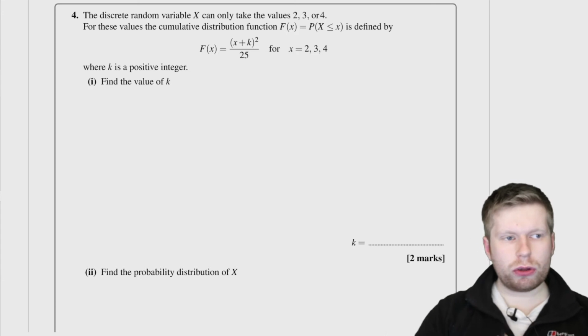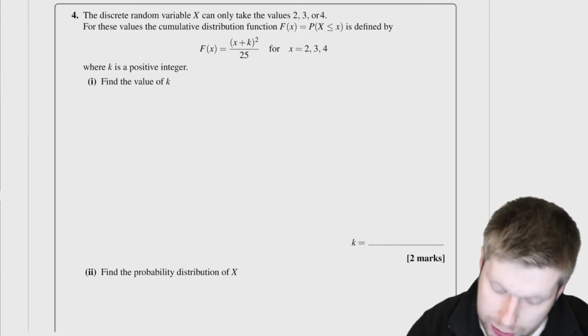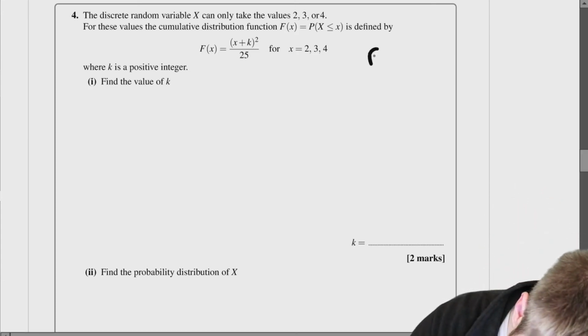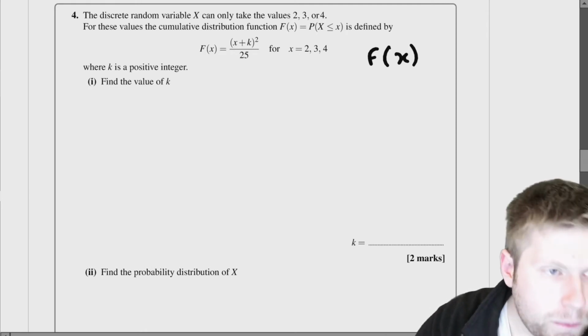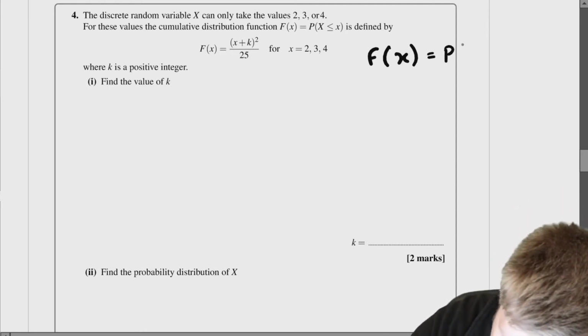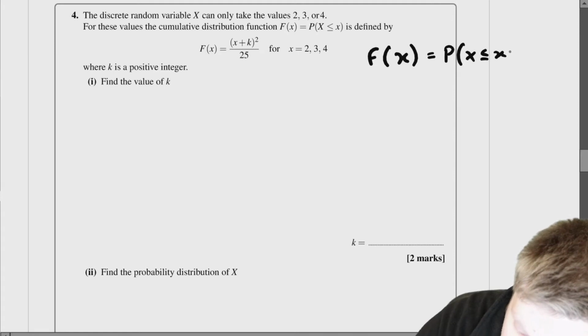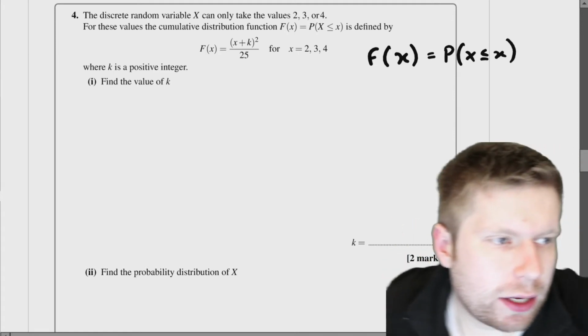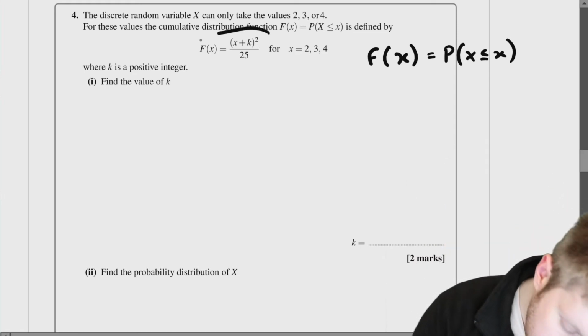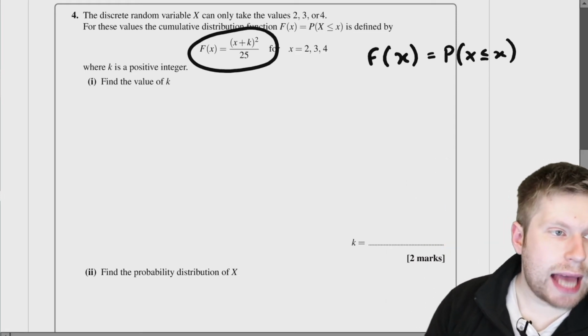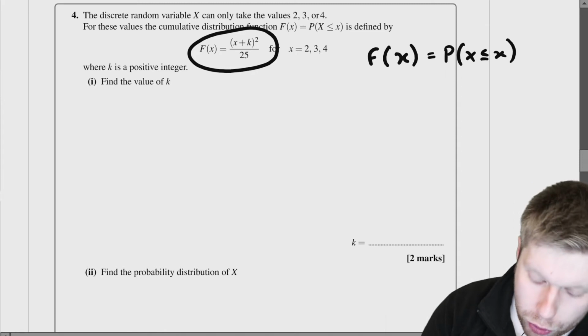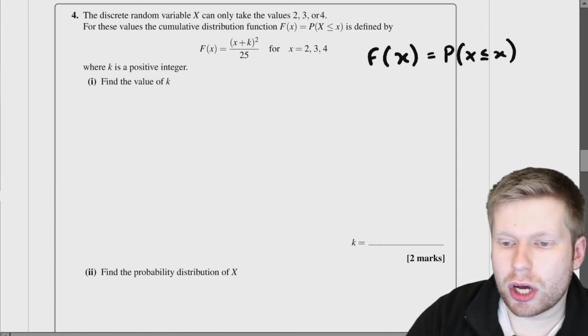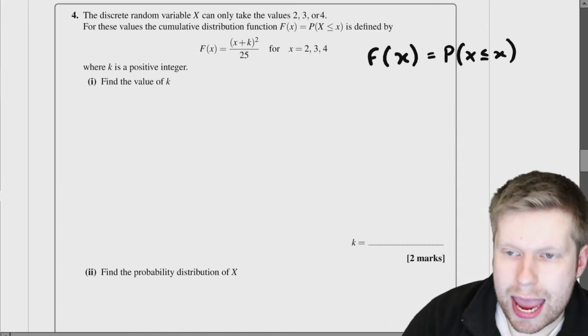Now, we've been actually given here the cumulative distribution function. So for the values 2, 3 or 4, we've been given the cumulative distribution function, which remember, F of x, a capital F now, okay? That's just going to be given as the probability that x is less than or equal to whatever value you're looking at. It's cumulative. It's added up all the way to that particular value. And we've been given the function is (x plus k) all squared, all divided by 25. And we've been tasked to find the value of k, okay?